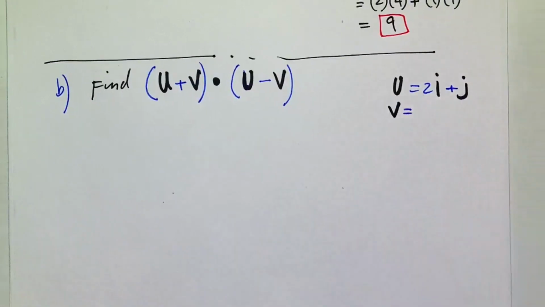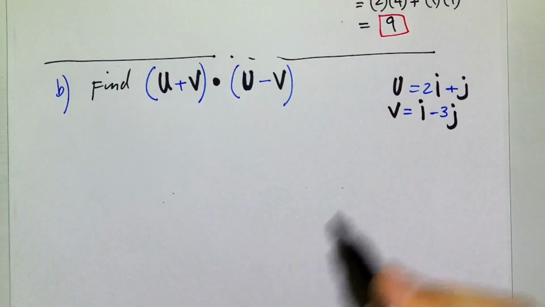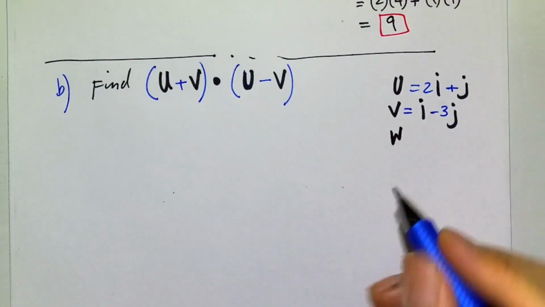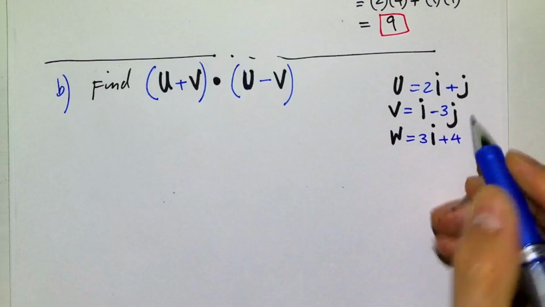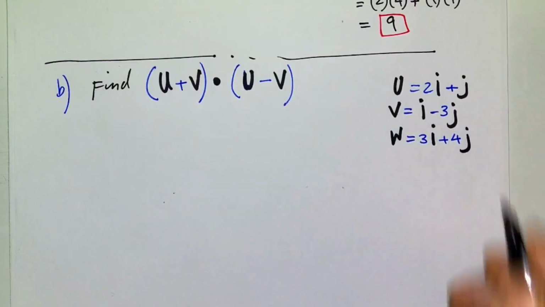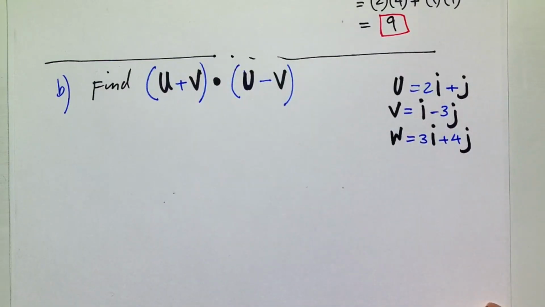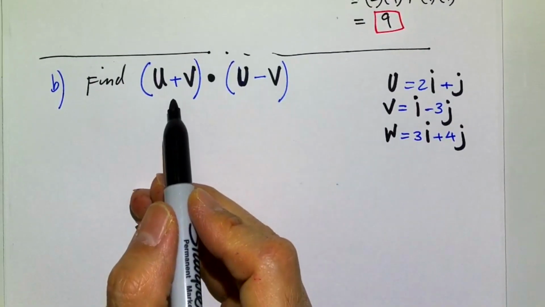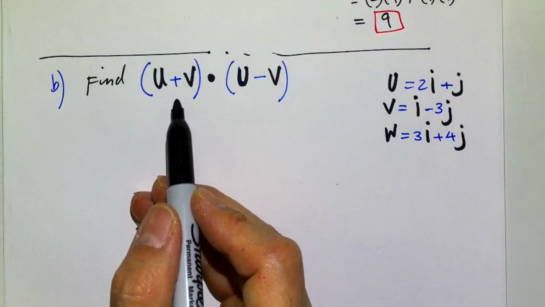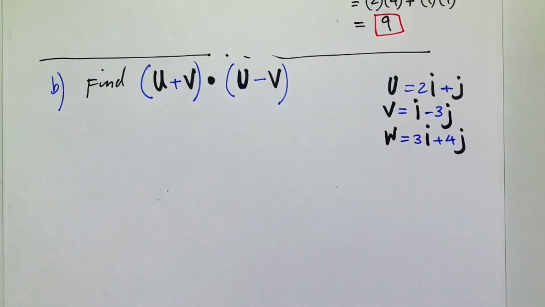v is i minus 3j, and we have w equals 3i plus 4j. Okay, all right. So first let's find u plus v given these vectors.